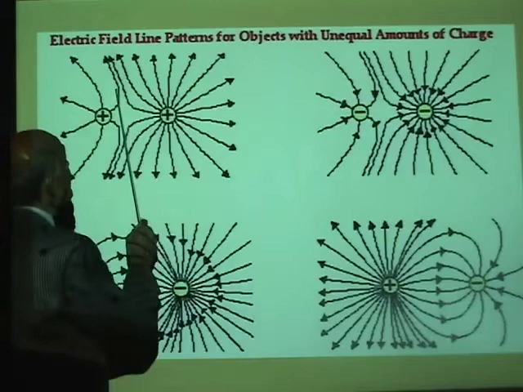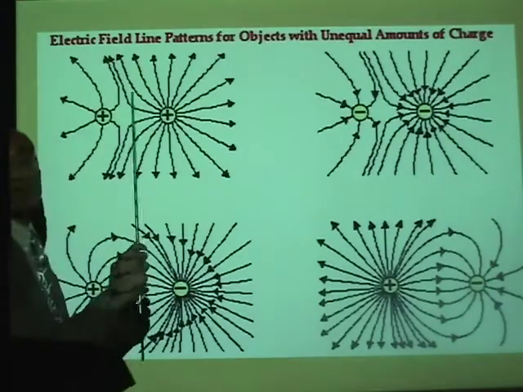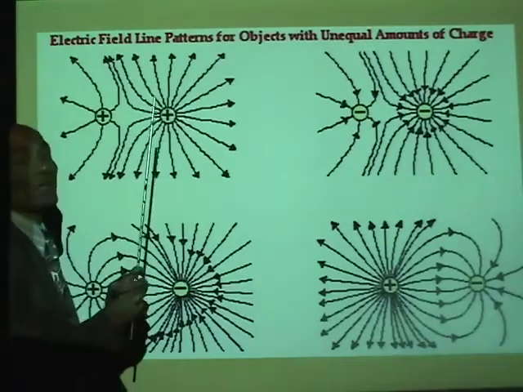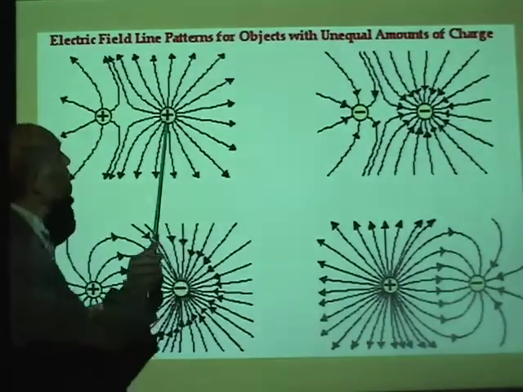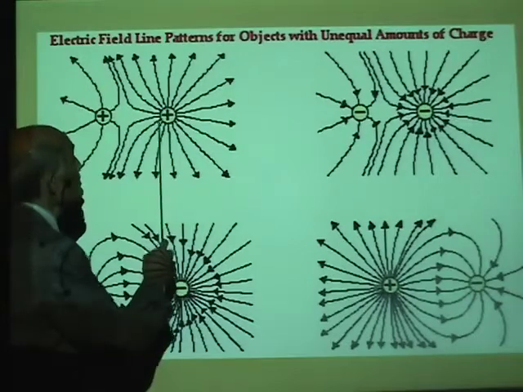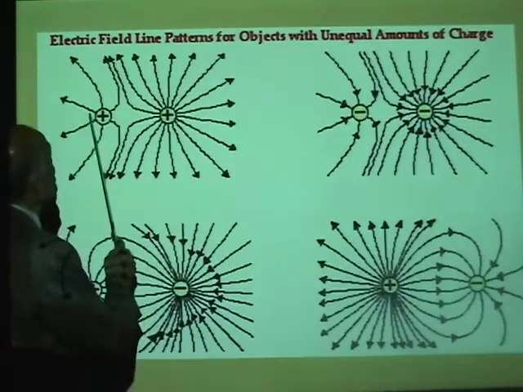You can see there are only very few field lines originating from the one on the left. There are a lot of field lines originating from the one on the right. That means this is a much bigger charge than this.